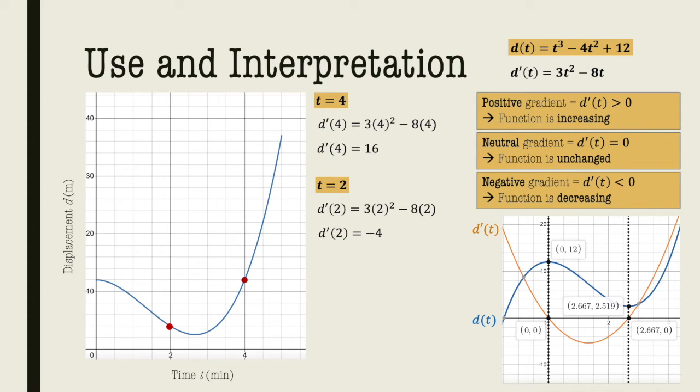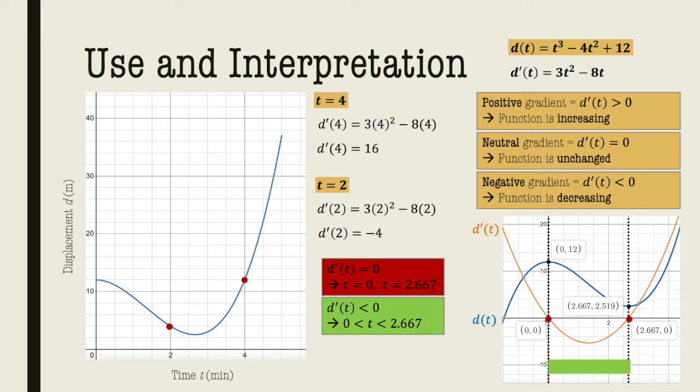In our case, at points t equals 0 and t equals 2.667, the roots of our derivative function, d of t is not changing. Between t equals 0 and t equals 2.667, d of t is decreasing, and everywhere else d of t is increasing.